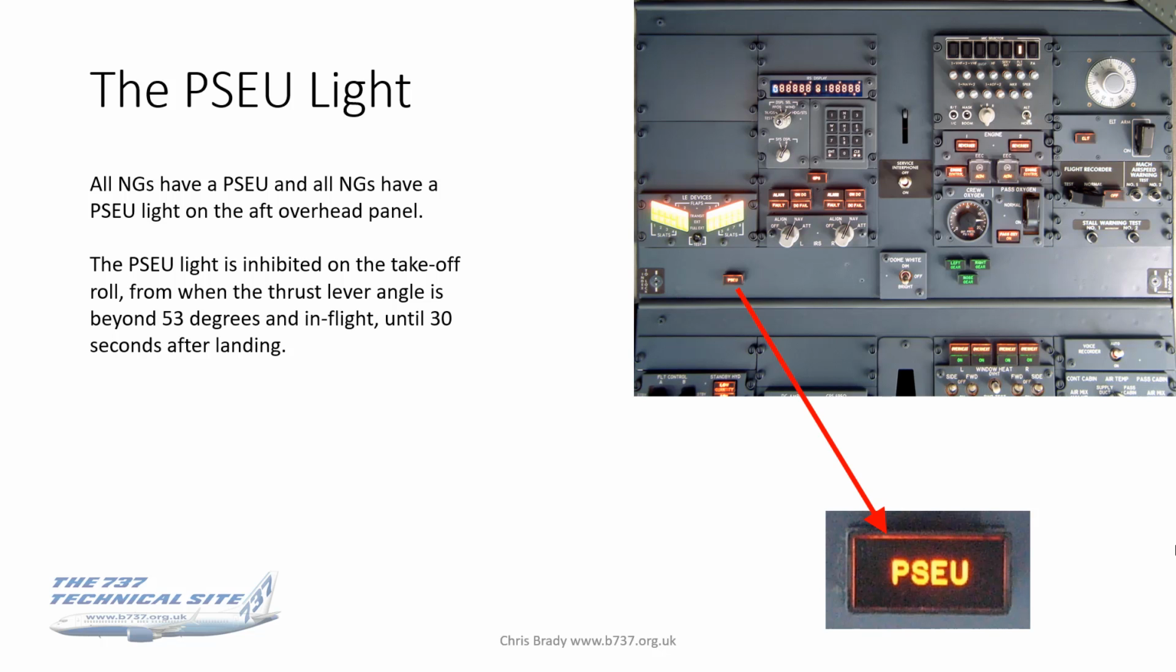Talking of lights, all NGs have a PSEU and all NGs have a PSEU light on the aft overhead panel. That light's inhibited on the takeoff roll from when the thrust lever angle is beyond 53 degrees and in flight until 30 seconds after landing. So basically it'll only come on the ground.